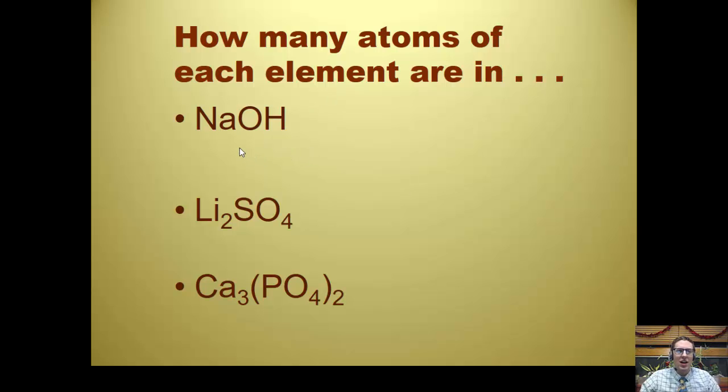So let's do it. There is one sodium, one oxygen, and one hydrogen in sodium hydroxide. In Li2SO4, we count 2 lithiums, 1 sulfur, 4 oxygens. This gets a little trickier, though. Calcium has 3, obviously, but how many are here? Remember, you got to distribute this through. So there are 2 phosphoruses and 2 times 4, 8 oxygens. That's going to come in handy later to be able to do that.